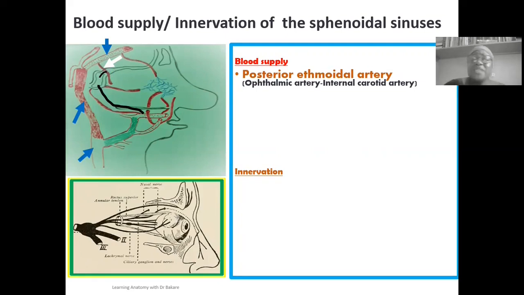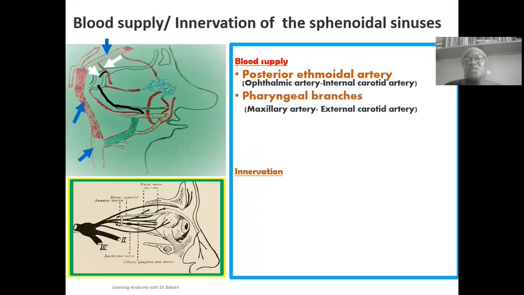So for the posterior ethmoidal artery that is arrowed here in white, you see it as an emergence of the ophthalmic. Then you see it giving off branches to supply the sphenoidal sinus. And this is what is highlighted here in black and also arrowed in white. Then it's also supplied by the pharyngeal branches. The pharyngeal branches are from the maxillary artery.